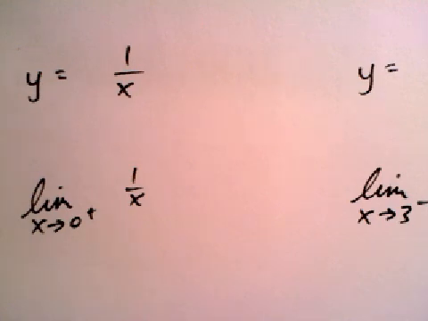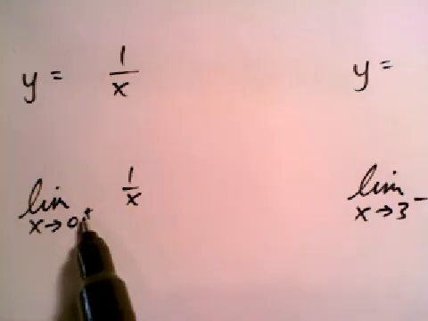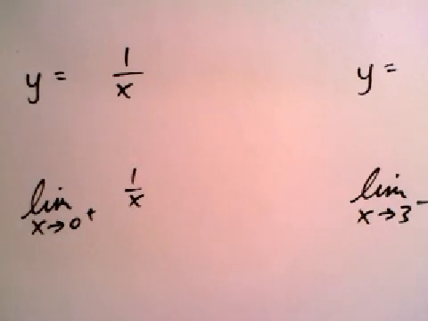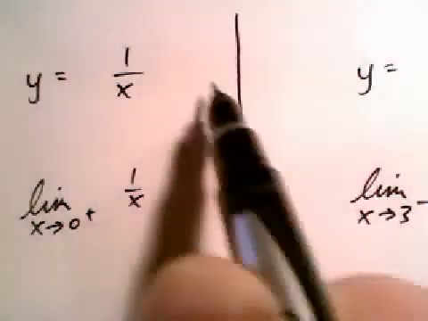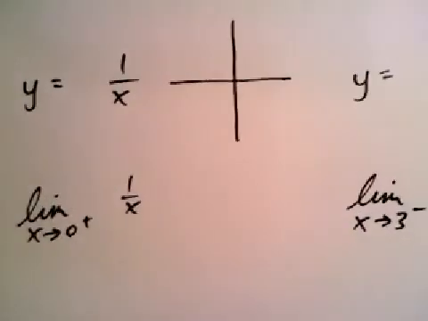The limit as x approaches 0 from the right of 1 over x. What you really should be thinking about here is what the shape of 1 over x would look like. And if you can figure out what the shape would look like, you're going to better be able to understand what the limit would be.